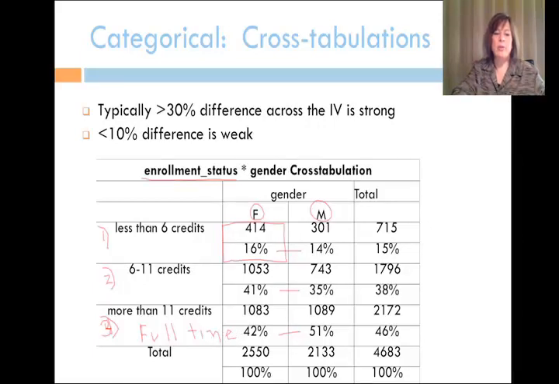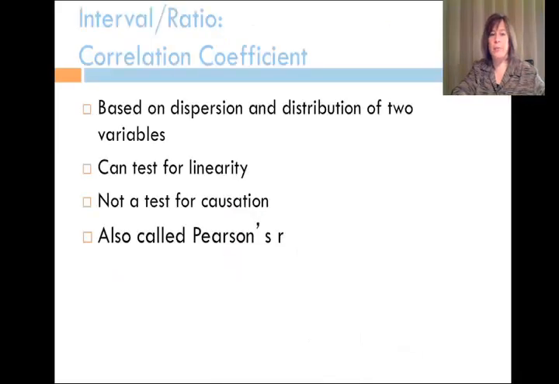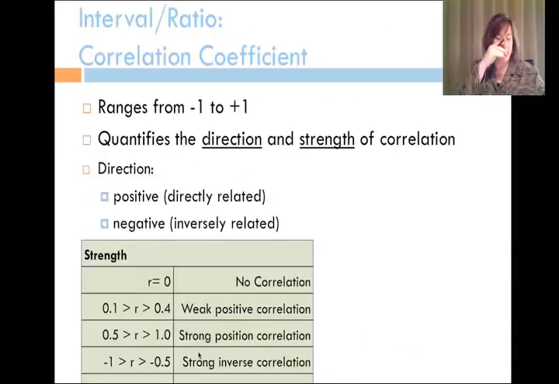What about variables that are measured interval ratio? For interval ratio level measured variables, we can use the correlation coefficient to describe the direction and the strength of the relationship. Okay, so I want to point out this is for interval ratio level variables. Both variables are measured at that level. We use the correlation coefficient.